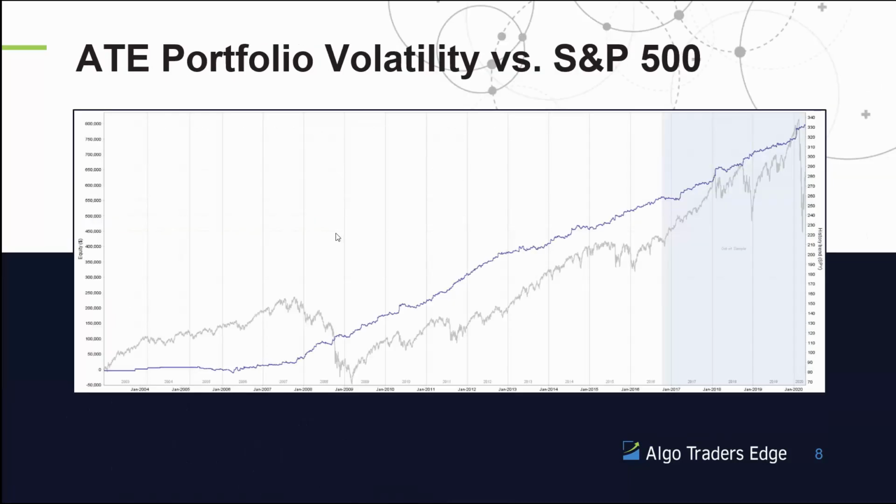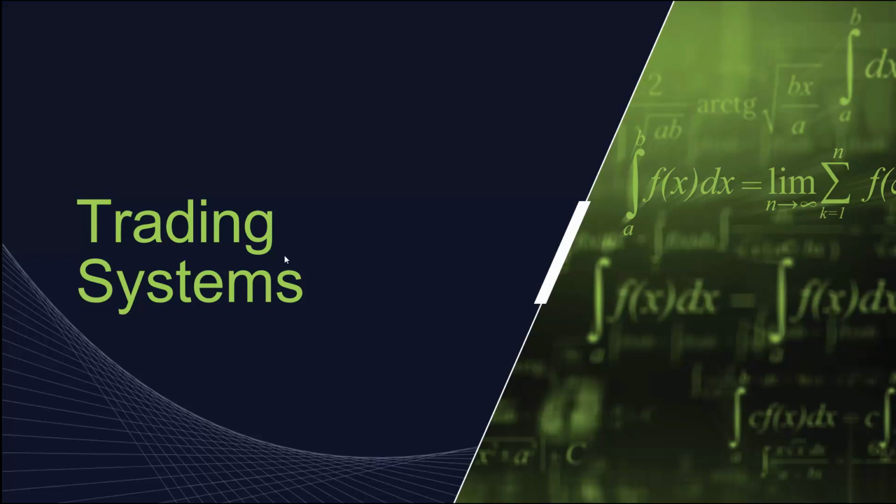So this is an example of the volatility of the ATE Diversified portfolio for a $100,000 account versus the S&P 500. You can see the blue line here is the equity curve of the diversified portfolio, and you can see it's very, very consistent with minimal drawdowns and minimal volatility due to the diversification. Whereas this gray line is the S&P 500 and how that's moved going through bear markets like 2008 and again here recently like we've seen in 2020. And all the while, the systems are staying very consistent, making money both in the long term and the short term. Now let me tell you a little bit more about how the systems work.